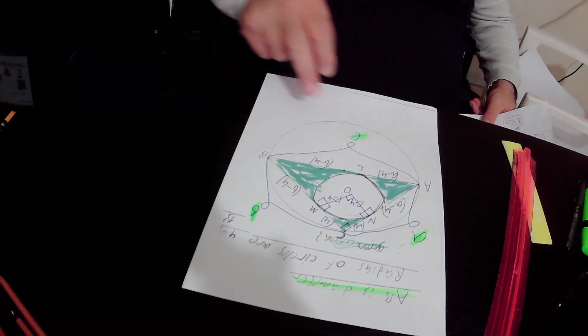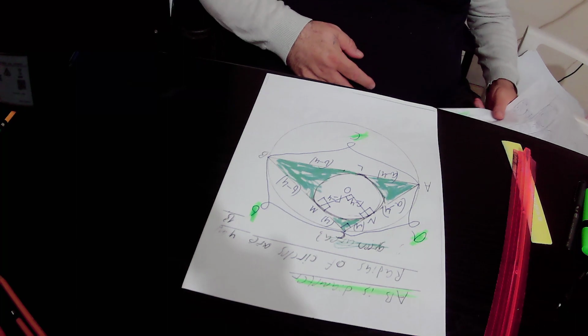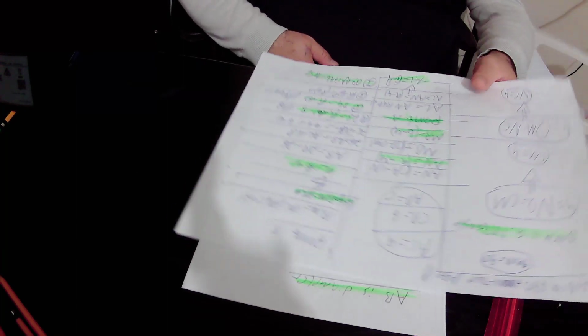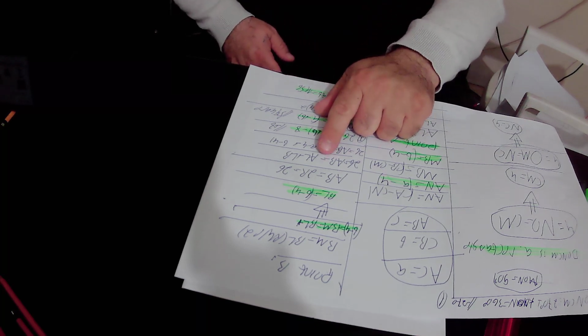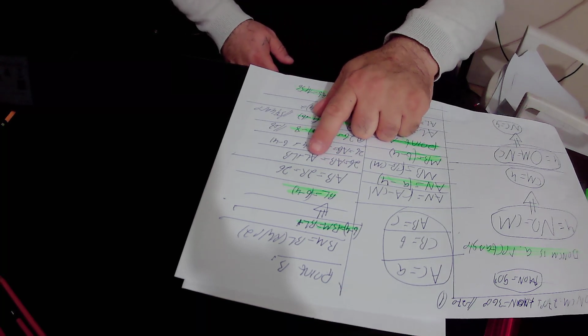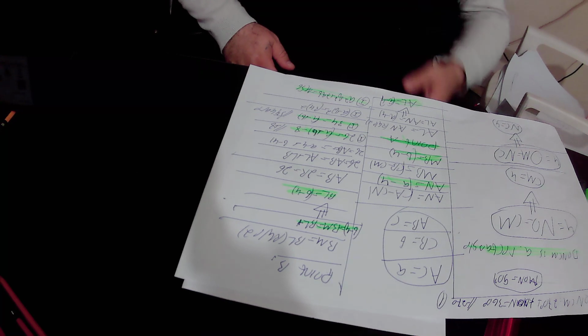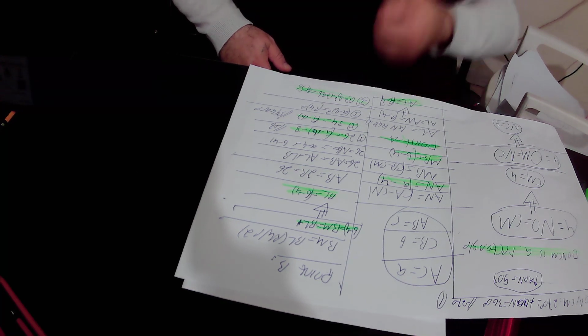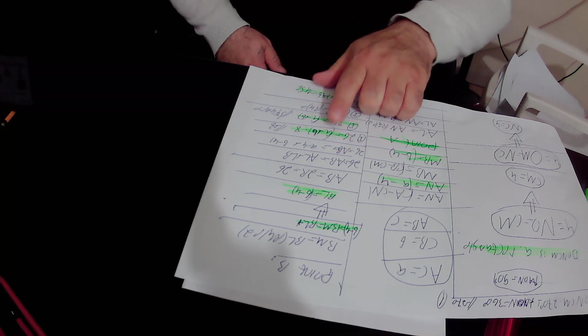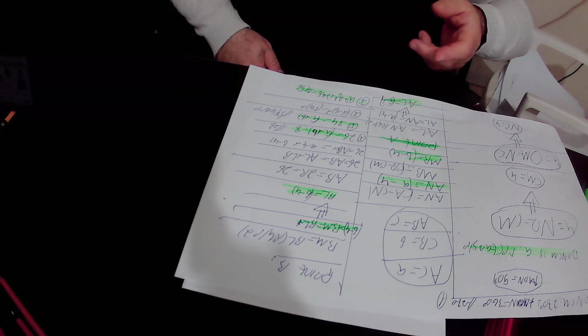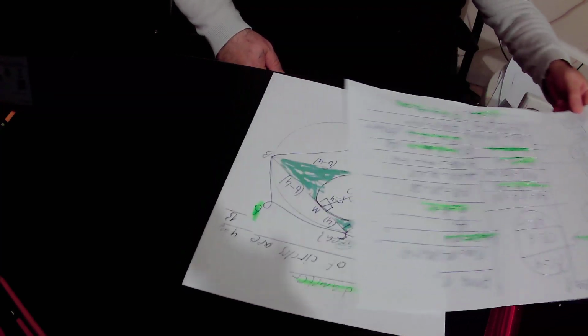AB is the diameter of the big circle, and the diameter of any circle is twice as long as the radius. So if the radius of the big circle is capital R, then the diameter will be equal to 2 times capital R. And we know that the radius of the big circle is 13 units, so 2 times 13 is 26. So the diameter of the big circle is 26 units. So from one side, the diameter AB equals 26 units.